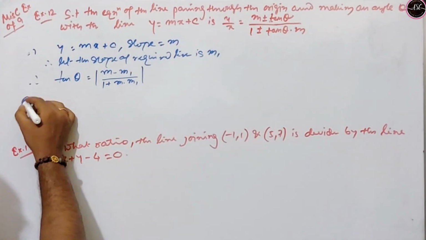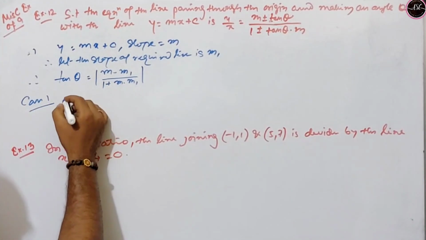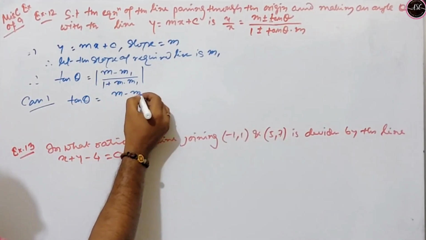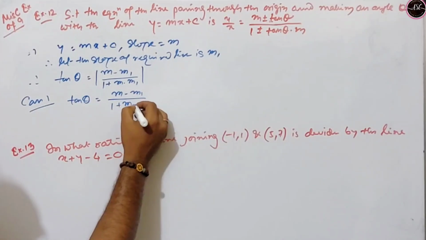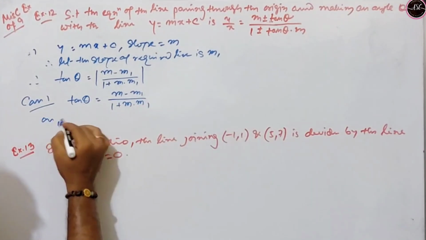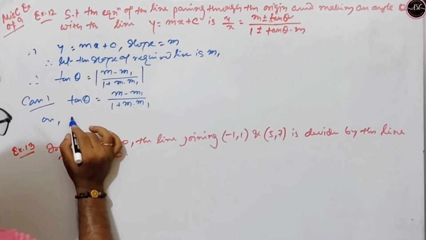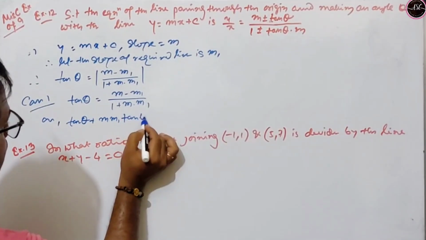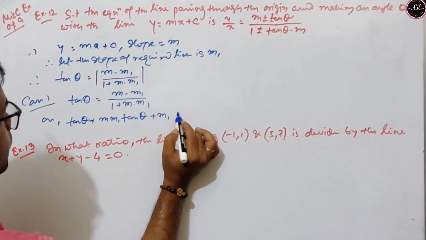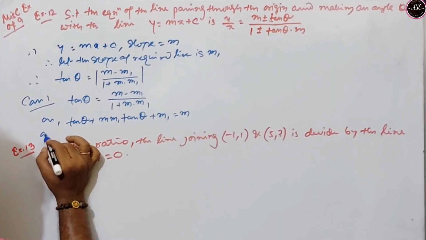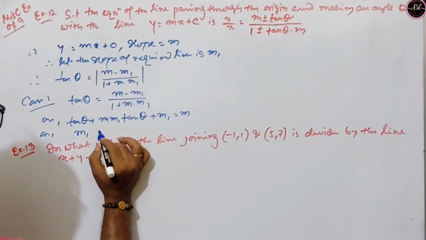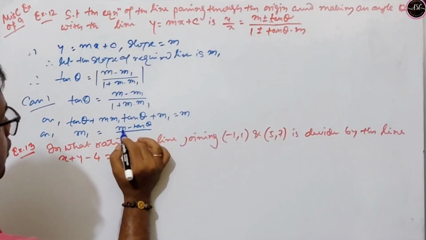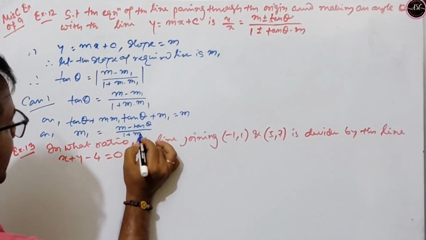Okay, so here two cases will arise. Case 1: tan theta equals (m minus m1) divided by (1 plus m times m1). So here we can write tan theta plus m1 tan theta m equals m minus m1, or m1 equals (m minus tan theta) divided by (1 plus m tan theta).